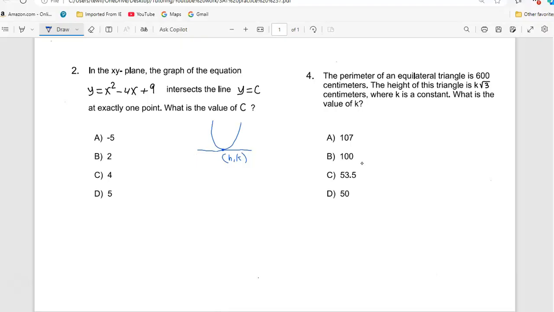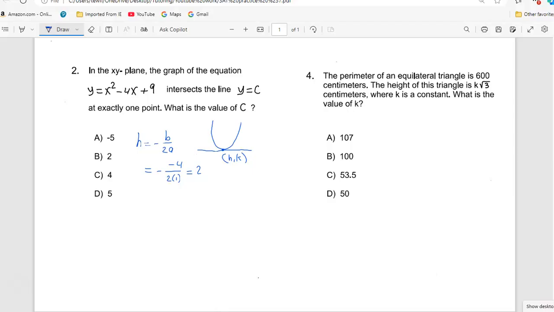Alright, so how do we do that? First, let's find h. How do we find h? The h, which is the x coordinate of the parabola's vertex, equals negative b over 2a. Equal negative b. How much is b? Negative 4. Over 2 times 1, because a is 1. So that's going to give us positive 4 over 2, which is 2.